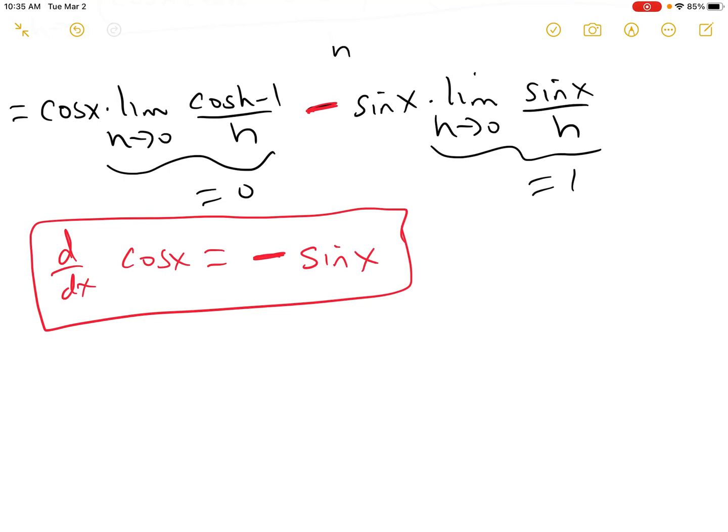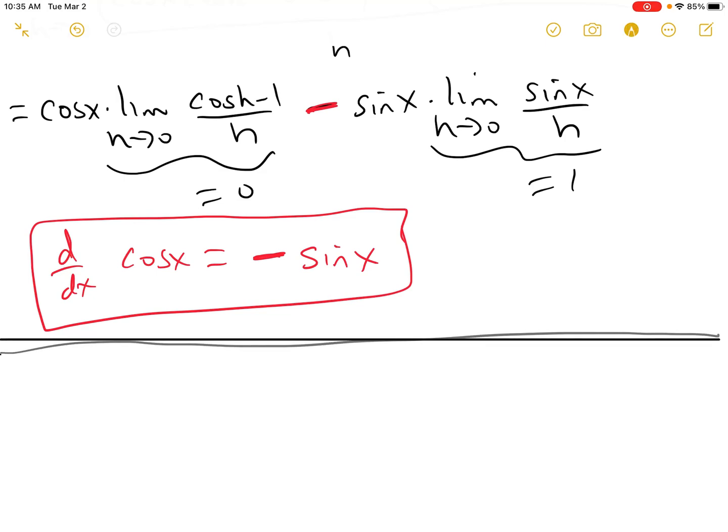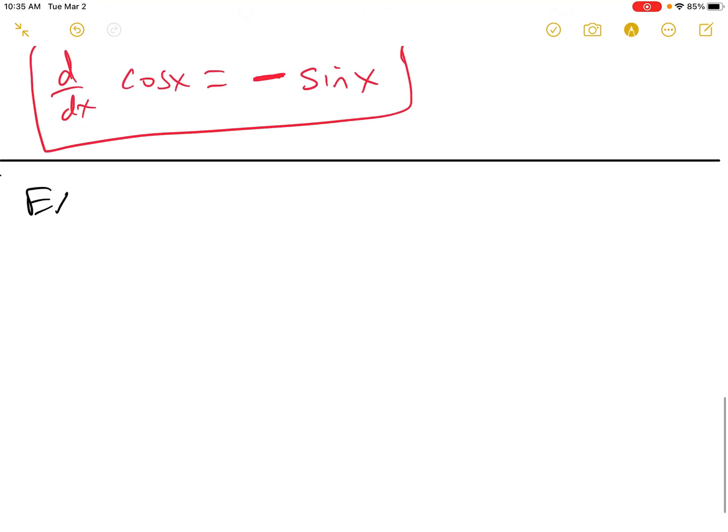Now, because I like to think of math as a war sport, I really want to give you the best tools possible. As long as you know that the derivative of sine is cosine and the derivative of cosine is minus sine, you can find the derivative of any other trig function. There's no memorization here. If you know the rules, so for example, what's the derivative of tan x?